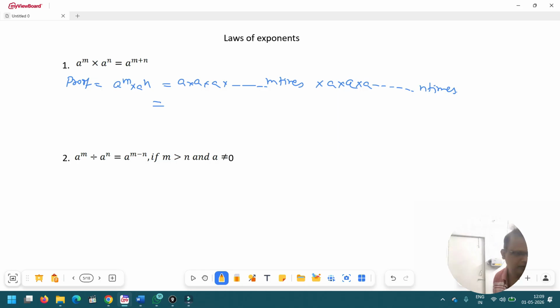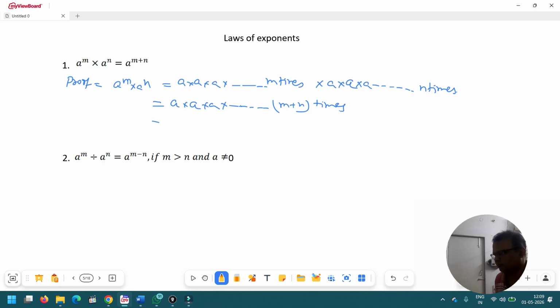a into a into a, up to m plus n times. That is equal to a to the power m plus n, which is equal to RHS.